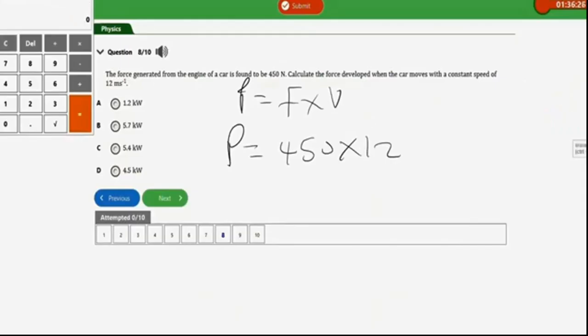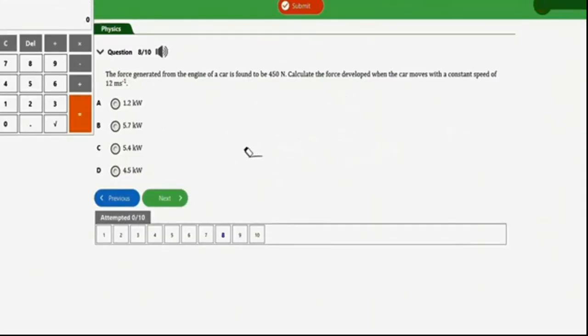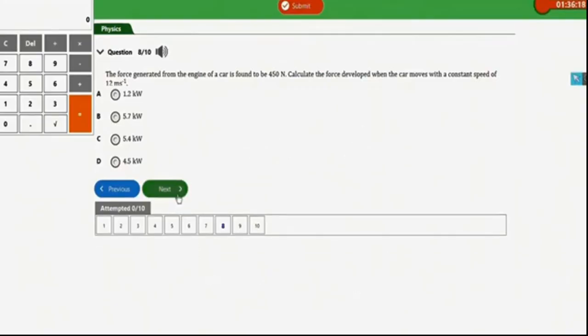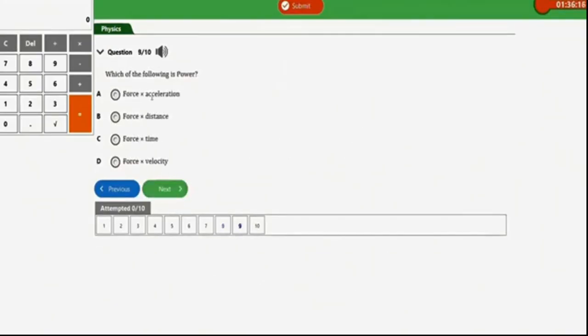Let's wipe this now and solve the next repeated question. Okay, so the next repeated question will be this. It says, which of the following is power? It is obvious: force times velocity, option D. So lastly, let's look at this question.